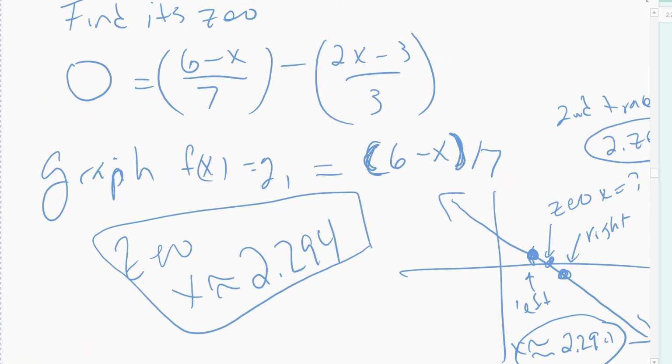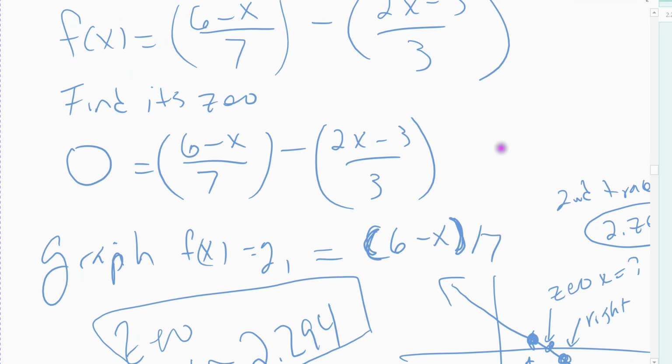But there's solving for zeros on the calculator. It's important. We will be doing lots of applications where you have to find zeros. Zeros are very important to be able to find, whether by hand or on the calculator.